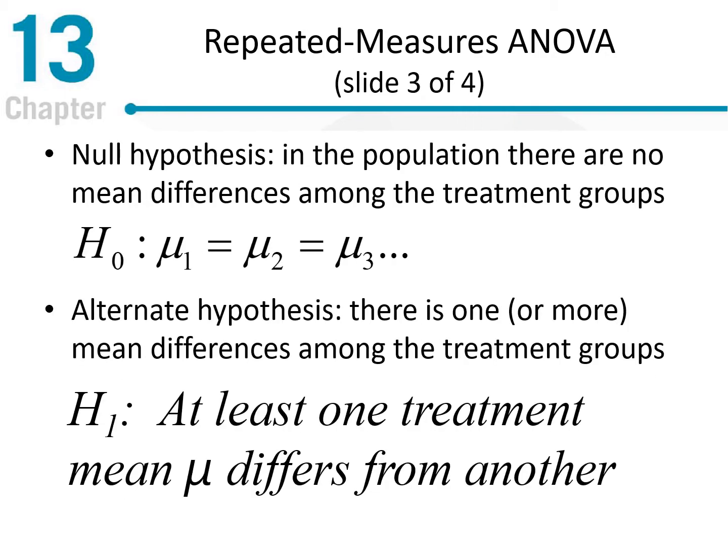The null hypothesis is the same as it was with the independent groups ANOVA that we talked about last time. It's that all the means of all the groups are the same. So if these are different time periods, then there's no change across time periods. Whatever we're measuring is going to be the same.